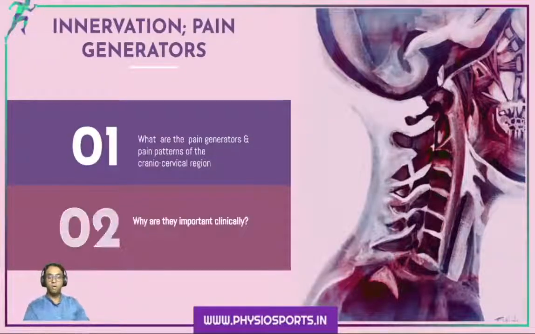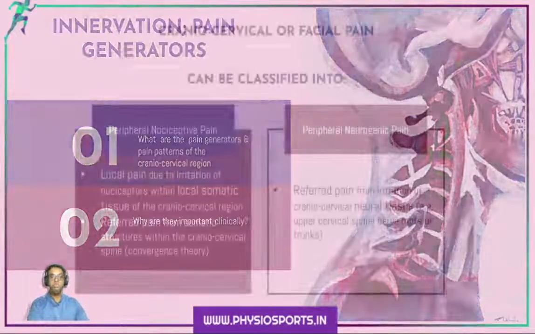Let's study what are the pain generators and pain patterns of the cervical and cranial region. We will then discuss how knowledge of these different pathways of pain referral can assist in differential diagnosis of head, neck, and facial pain. In order to classify the types of pain experienced by the patient, knowledge of innervation and pain referral patterns and the upper cervical peripheral nerve pathways is essential.